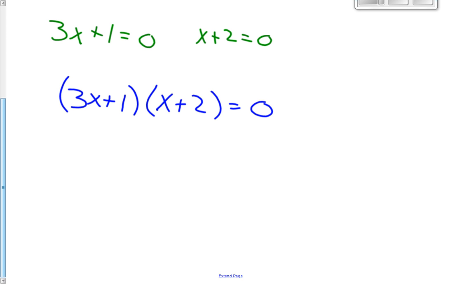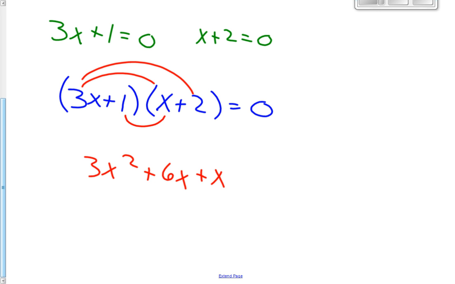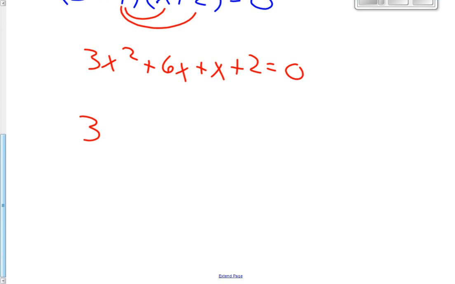Now we're going to FOIL these and get our standard form of an equation. So 3x squared plus 6x plus 1x plus 2 equals 0. Combining like terms, our answer for a standard form of a quadratic equation is 3x squared plus 7x plus 2 equals 0.